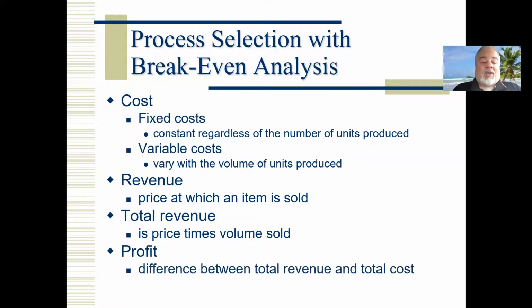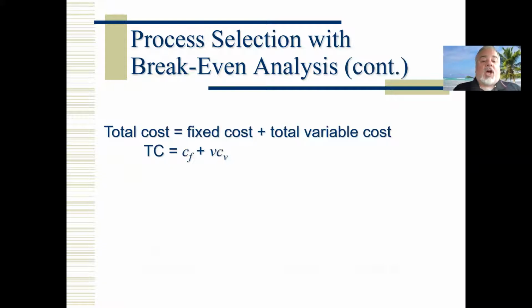So that's where we come in with the profit, the difference between the total revenue and the total cost. I take that $1,000 I made and I say, well, but it's cost me $800 to make them. I just made $200. So the total cost is the fixed cost plus the variable cost. I think that's pretty obvious. You add up the costs that I can't change and the costs that do change.